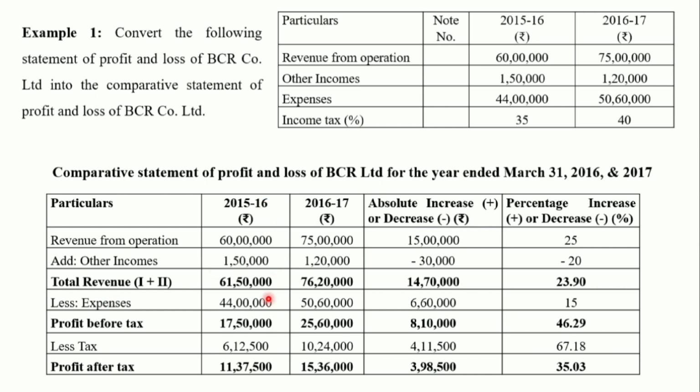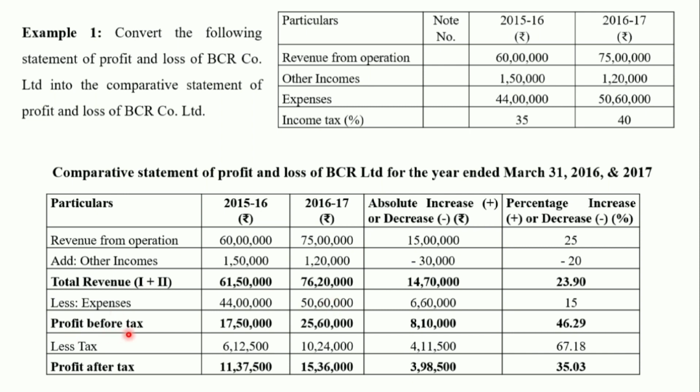Now, to get the profit before tax, we need to subtract the expenses. Expenses for the previous year are 44 lakh and for the current year 50 lakh 60,000. The absolute difference between these expenses is 6 lakh 60,000. The percentage is 6 lakh 60,000 divided by 44 lakhs into 100, which gives a 15% increase in expenses from the previous year to the current year.